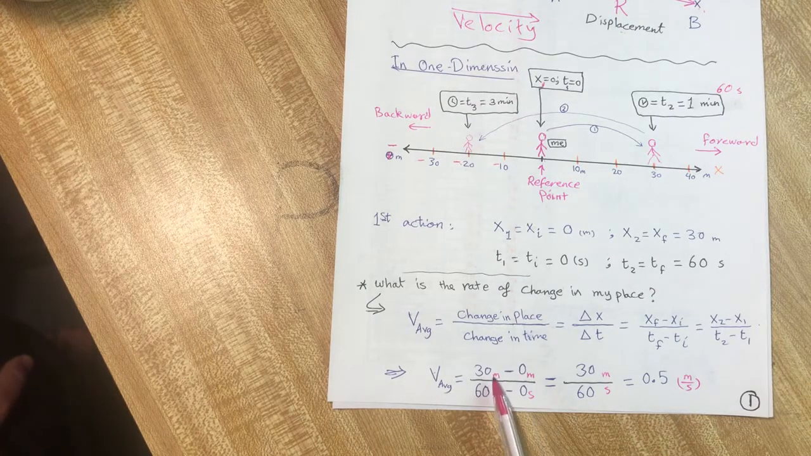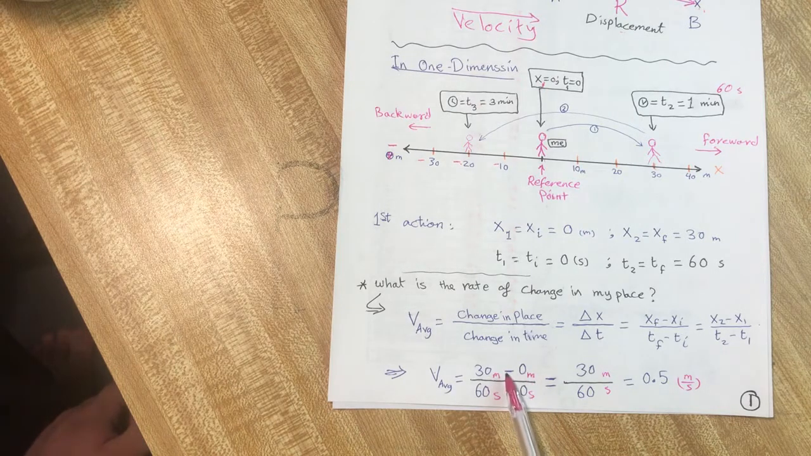The units are meters over seconds. Now 30 meters minus 0 meters, it is 30 meters. We can add and subtract the same quantity, meters from meters and second from second. It is 30 over 60 meters over second, which is a half meter over second.